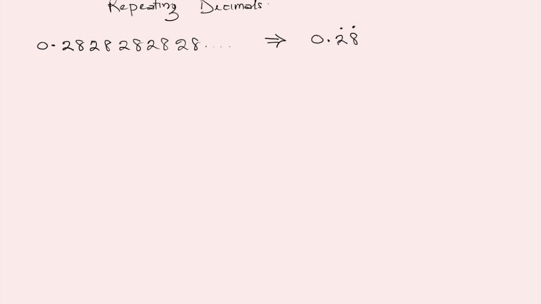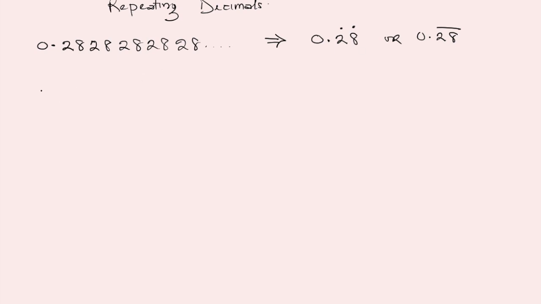If you see a notation like this in any mathematical textbook, 0.28 with dots over them, or some people also write it as 0.28 with a bar over both the numbers that are repeating. Either way, what it means is that 28 is repeating: 28, 28, 28, 28, 28, 28. In this case, we can't count the number of decimal places because it's continuing.